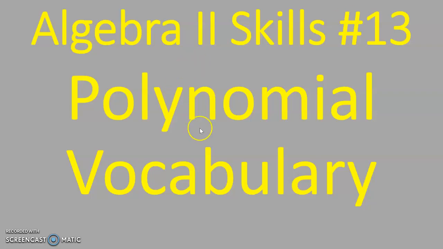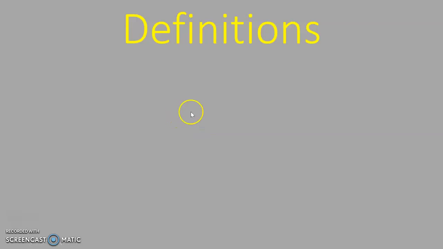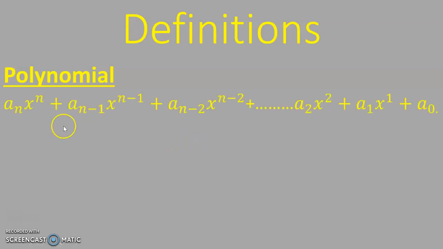Algebra 2 skills number 13, polynomial vocabulary. So let's look at all the words associated with polynomials here. First, the definition of polynomial itself. The official definition looks hideous. You've got all these numbers and these variables raised to powers.